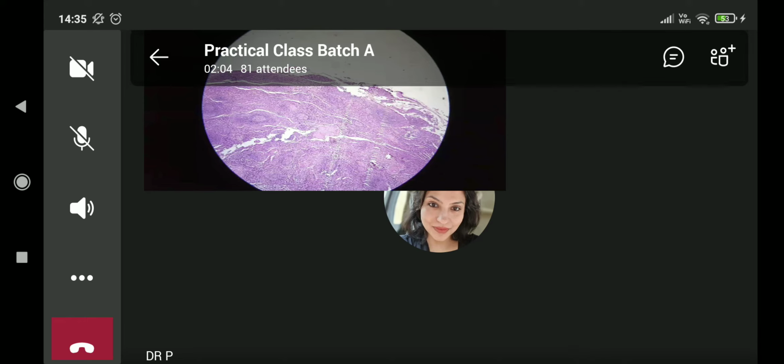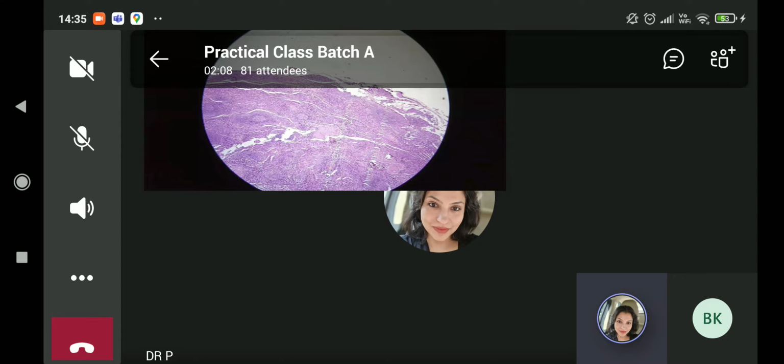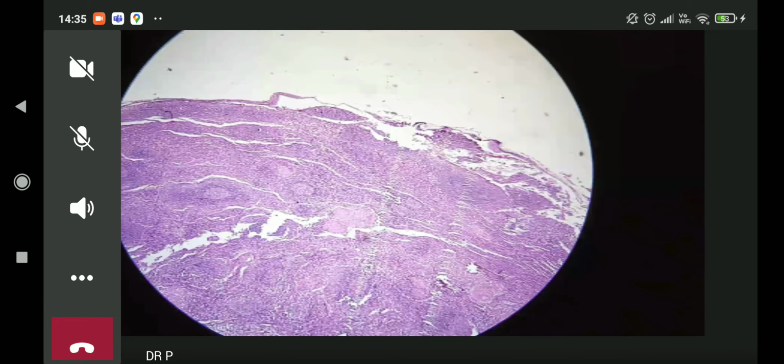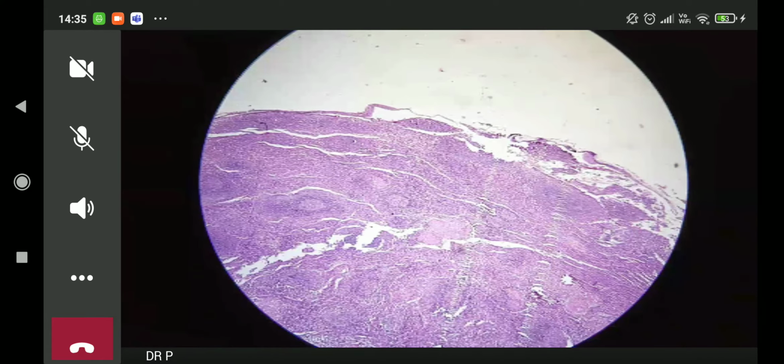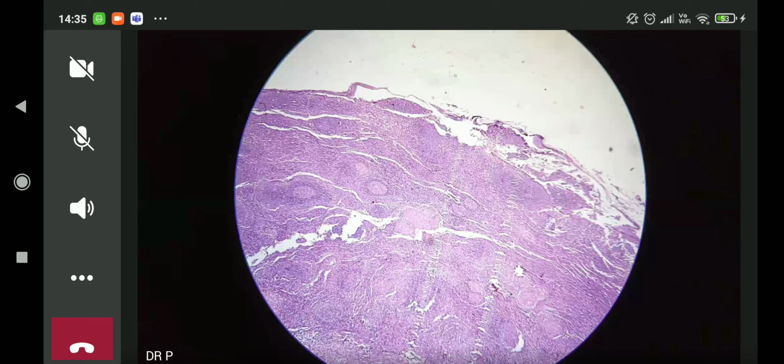Low power, this is 4x. So Simran, can you tell me what organ is this? Anybody? Spleen. Okay. Any other options? Any other guesses?